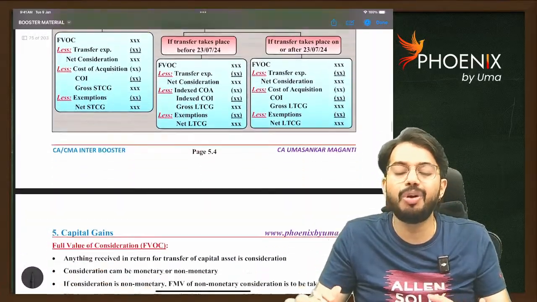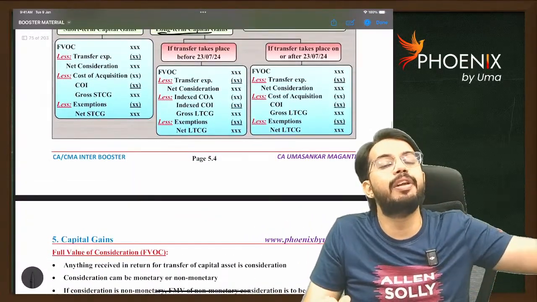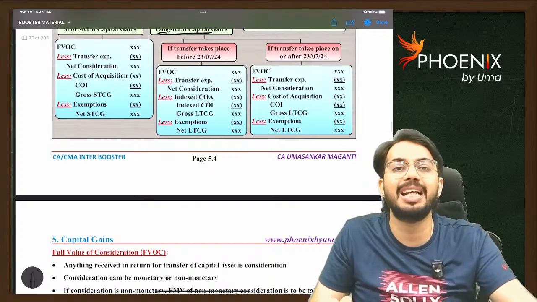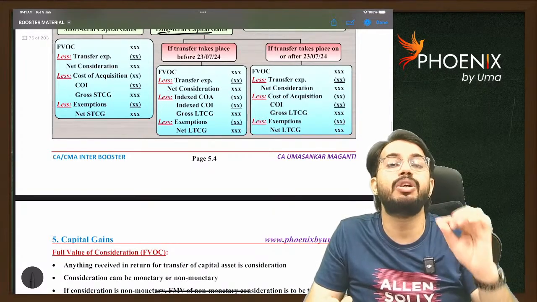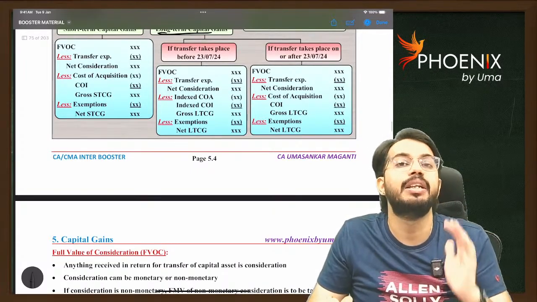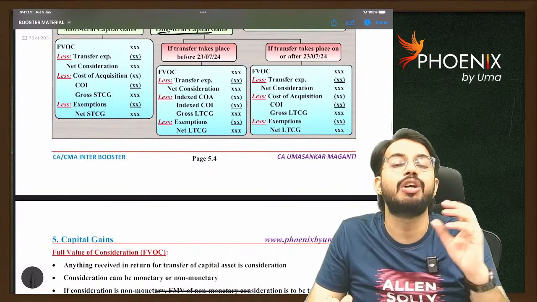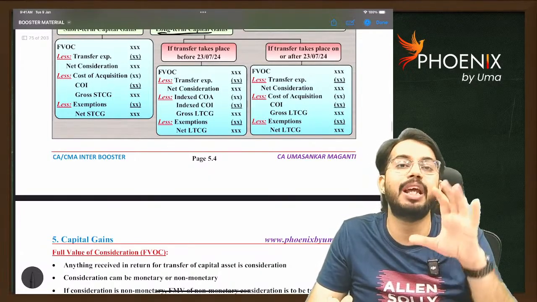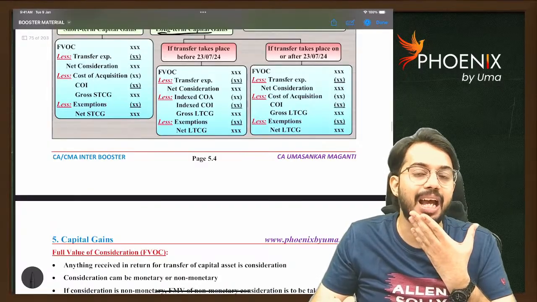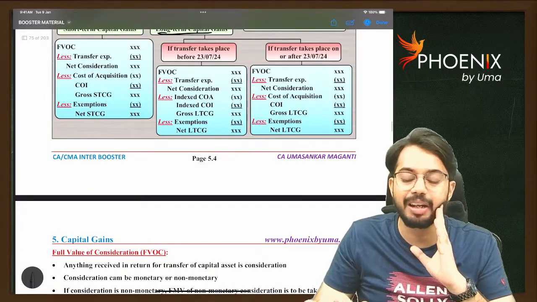Okay, now you know the format, right? First, you will take full value of consideration. It is also called sale consideration. From that, you will reduce transfer expenses, thereby you will arrive at net consideration. From net consideration, you will reduce cost of acquisition or cost of improvement, thereby you are going to arrive at capital gain. Am I correct? In this way, we are going to calculate capital gains.